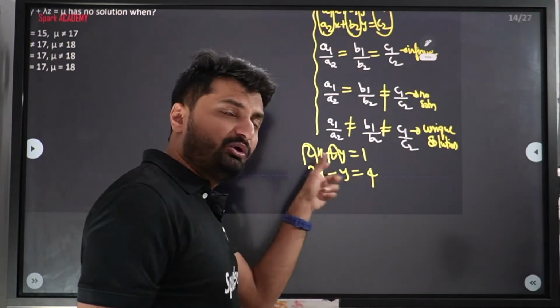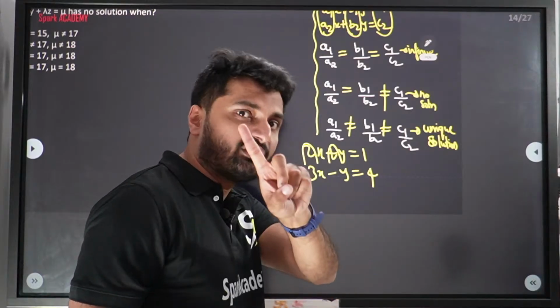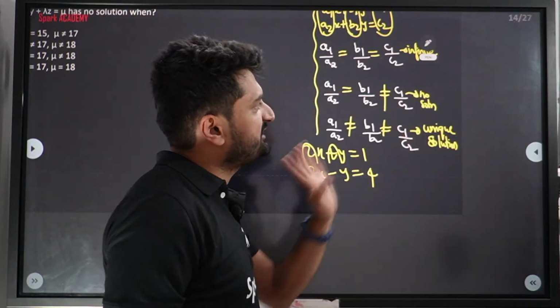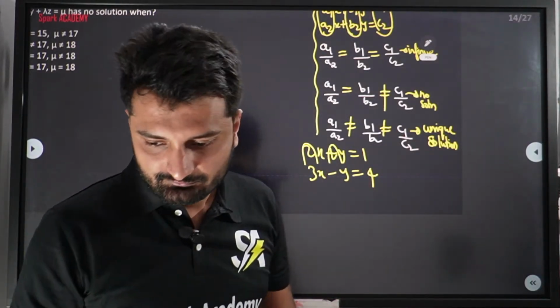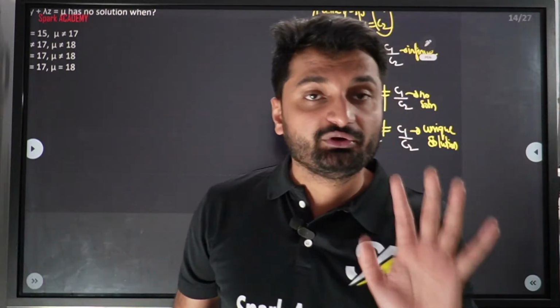See, these are two different equations. So we get only one x value, one y value. That is why it is called a unique solution. So on this basis you need to do it.